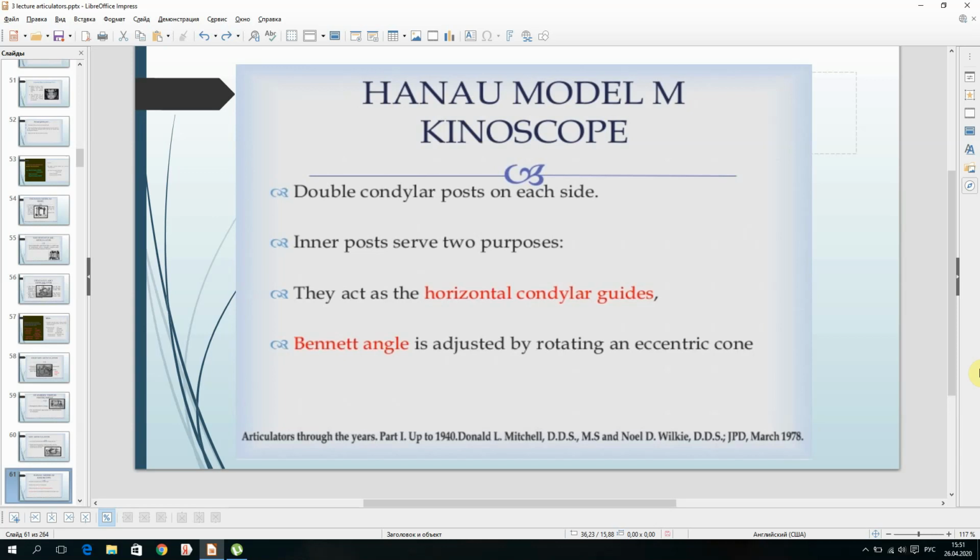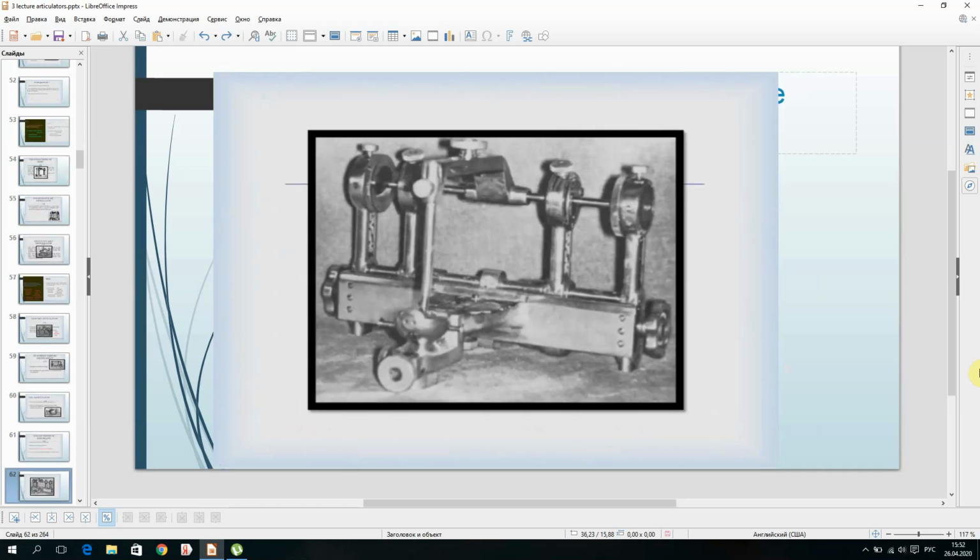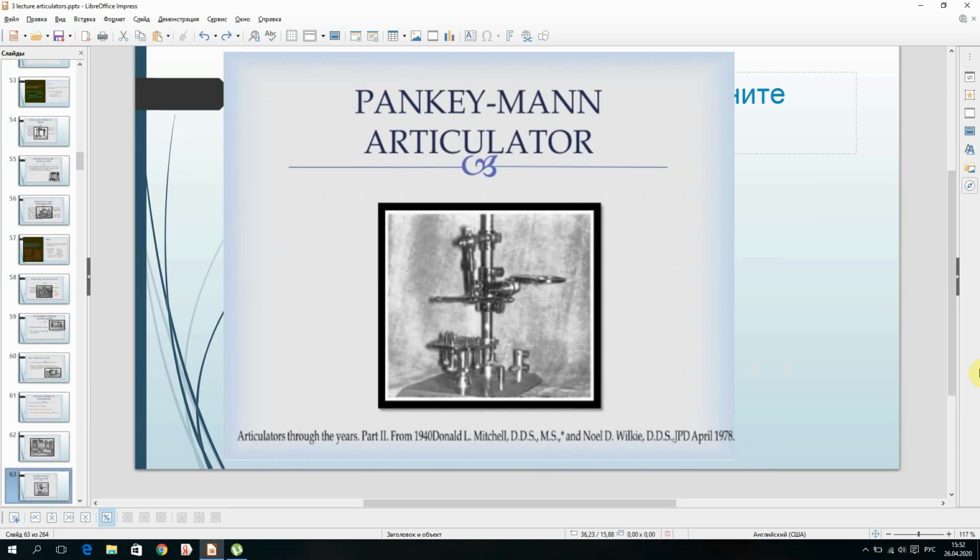Model Quick, double condylar posts on each side. Inner posts serve two purposes. They act as the horizontal condylar guides. Bennett angle is adjusted by rotating an eccentric cone. Pankey-Mann articulator.